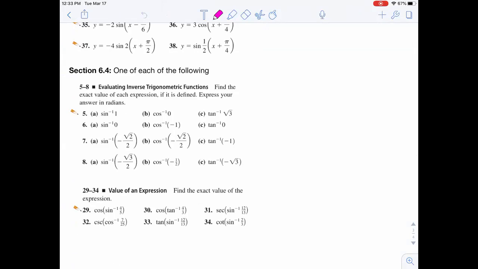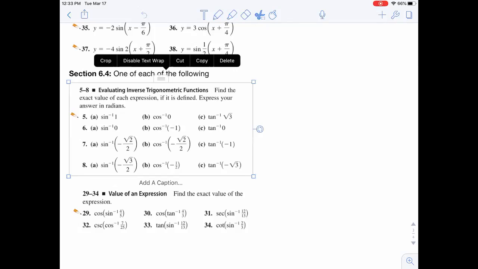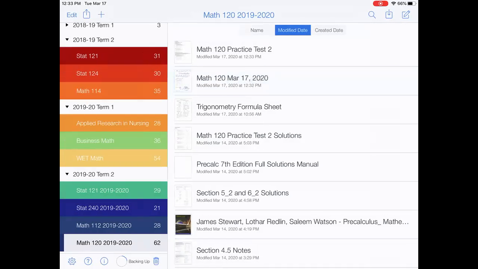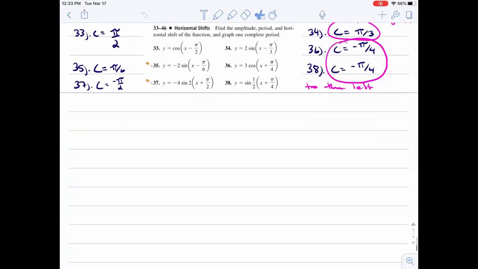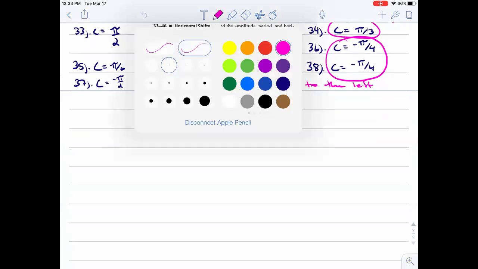Inverse trig functions. I actually think a lot of you will have this on your calculator, so hopefully it's okay, but that's all right if you don't. That's more to double check your work anyways. So this is from section 6.4.